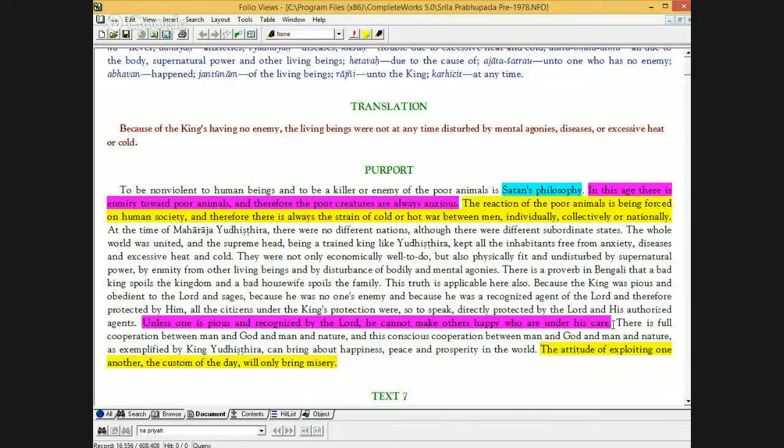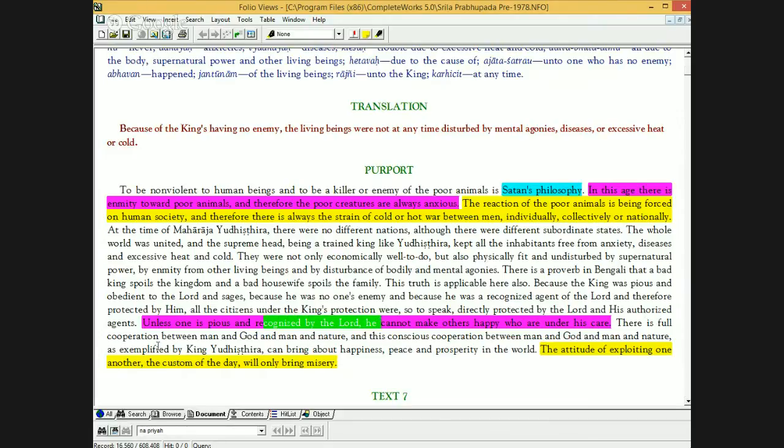Correct? Rajesh, can you note the line? It's a beautiful line, Prabhu. Unless one is pious and recognized by the Lord, he cannot make anybody happy. Happiness is a transcendental phenomenon. So to deliver that, Krishna shakti vina na hoye parivartana. Without Krishna's blessing, you cannot do anything. Okay, unless one is pious and recognized by the Lord.